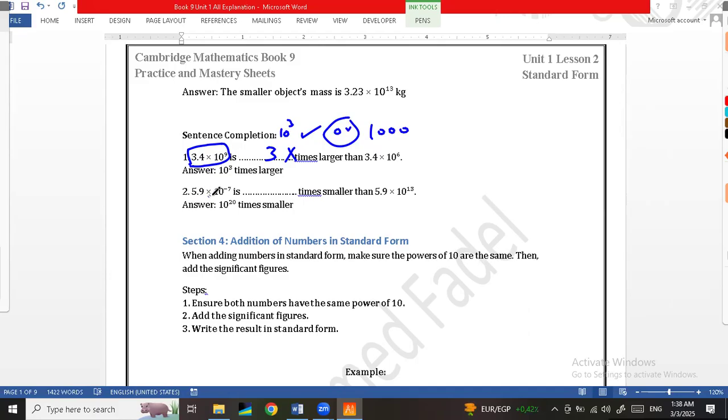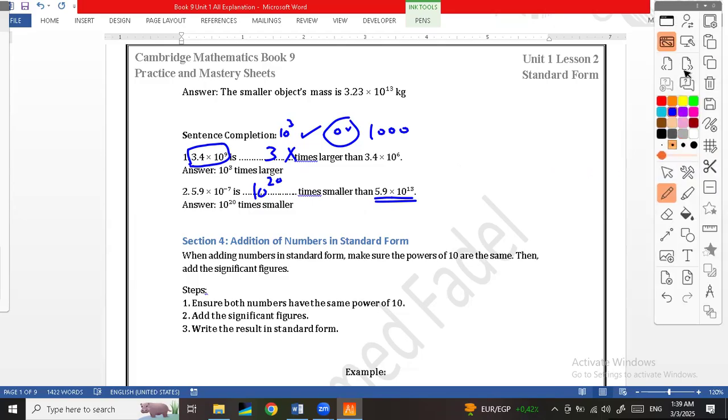Here, 5.9 times 10 to the power of negative 7. How many times is it smaller than 5.9 times 10 to the power of 13? You're going to find that here it is 20 times smaller. No, not 20 times smaller. Here, the difference between the negative 7 and the 13: 7 numbers until 0 and 13 from 0 until 13, it's 20. So it is 10 to the power of 20 times smaller than this. Don't go crazy and decide to write 1 and 20 zeros. Don't do that, please. Just 10 to the power of 20. All right, next.